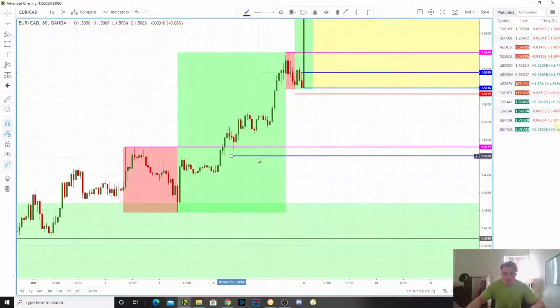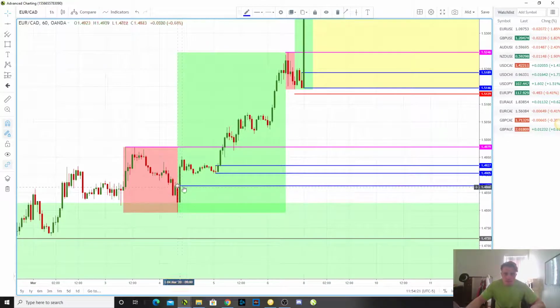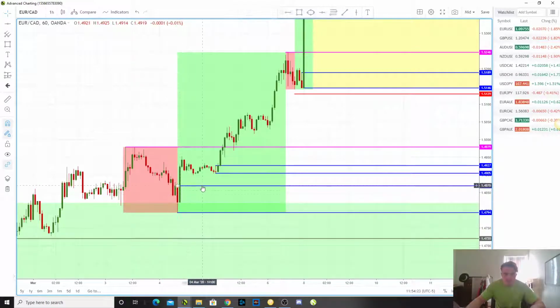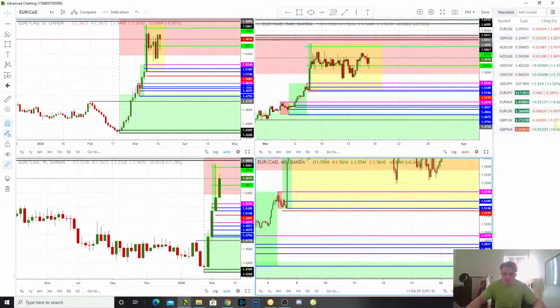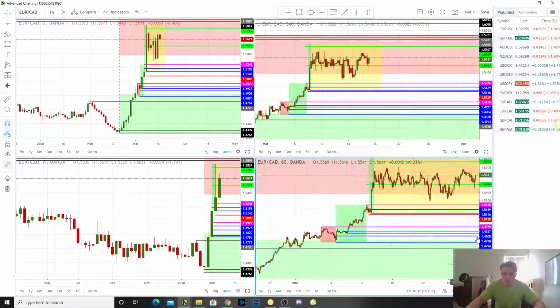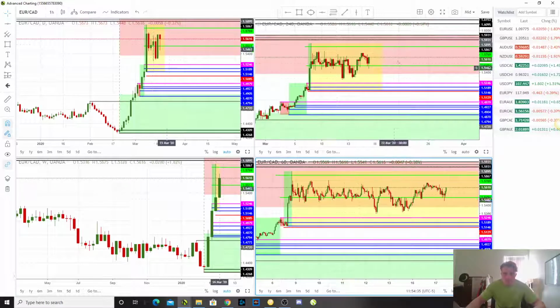As far as backup trades go, look at that as a level, and maybe this too. I'm not going to set these ones up right now, but those are going to be our backup levels there. Okay.